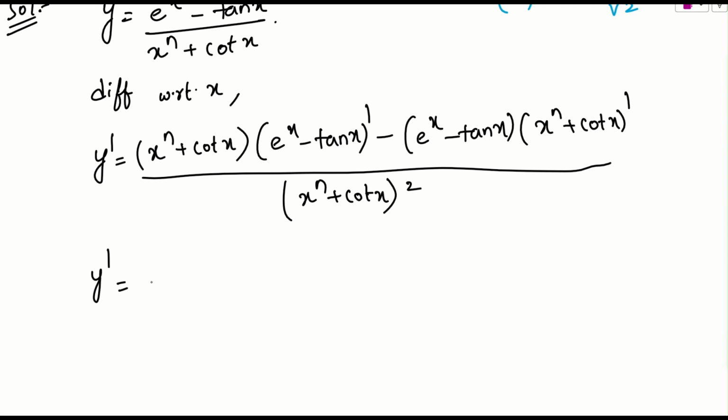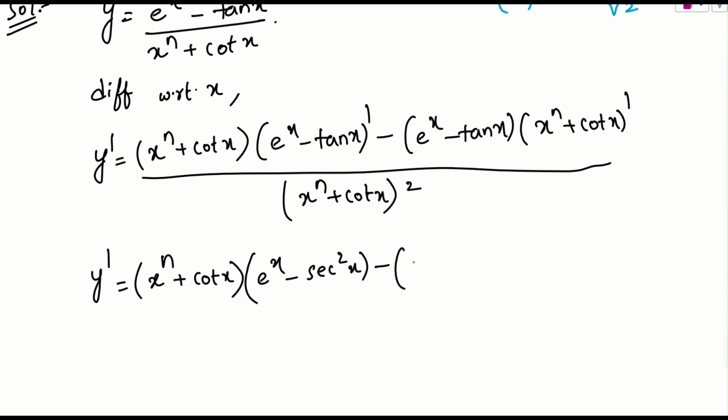y' is equal to, first term nothing I can do, let me write it down: (x^n + cot x) into, what is this? e^x. We already know what is the e^x derivative. It will be simply e^x alone. What is the tan x derivative? We know that it is sec² x. So this is a formula. If you want to do the problems in differentiation, first of all you have to be thorough with the formulas. Is it okay? Yes, go through the formulas and it should be very thoroughly prepared.